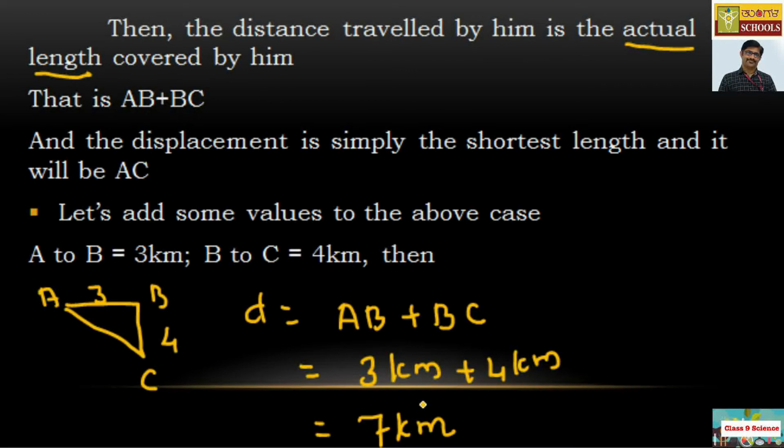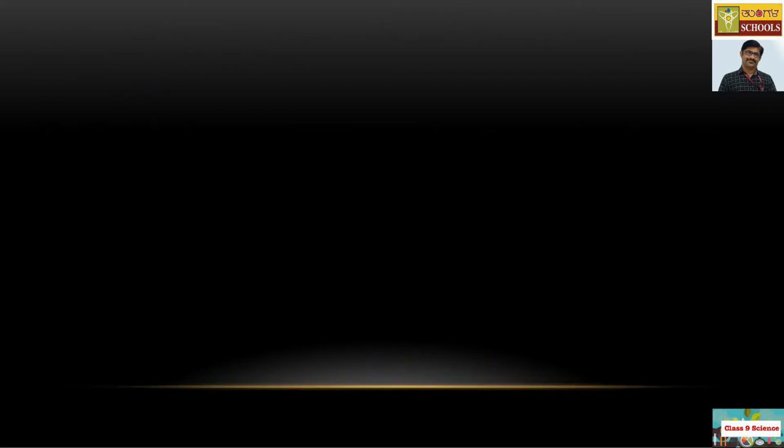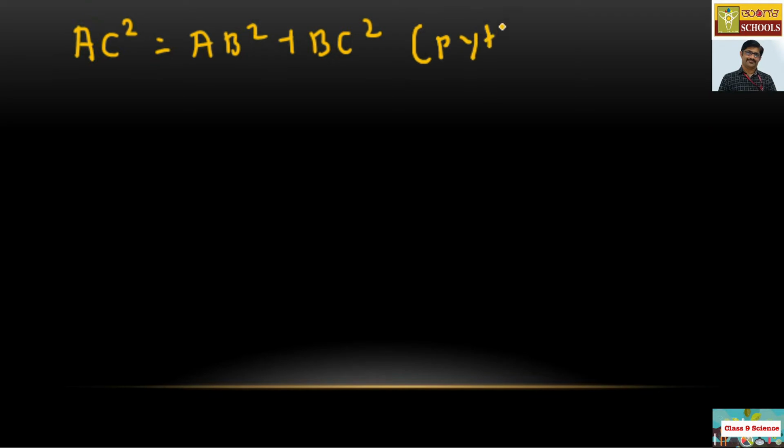Now, for the displacement, we are taking the Pythagoras theorem, since the path of that person is simply a right angled triangle. So we can apply the Pythagoras theorem, that is given by AC square is equal to AB square plus BC square. This is as per the Pythagoras theorem.